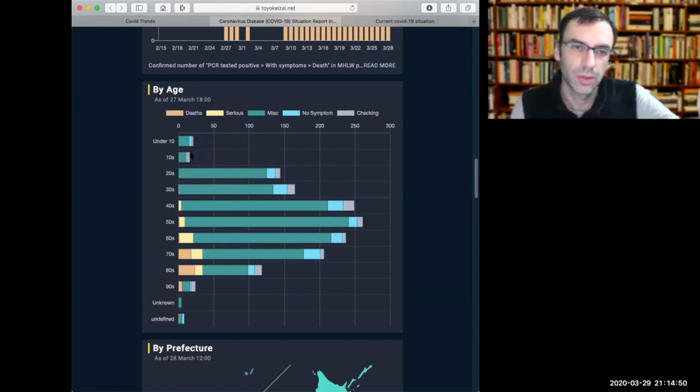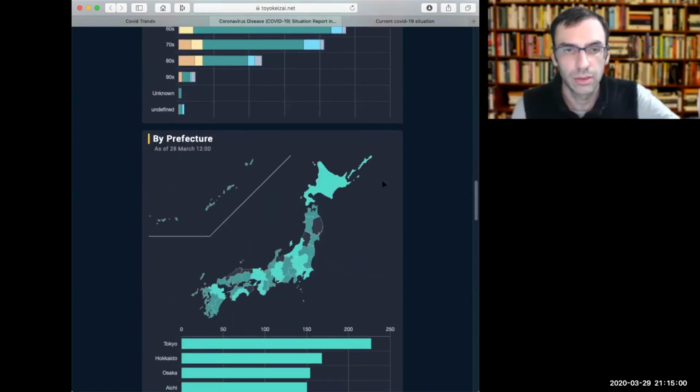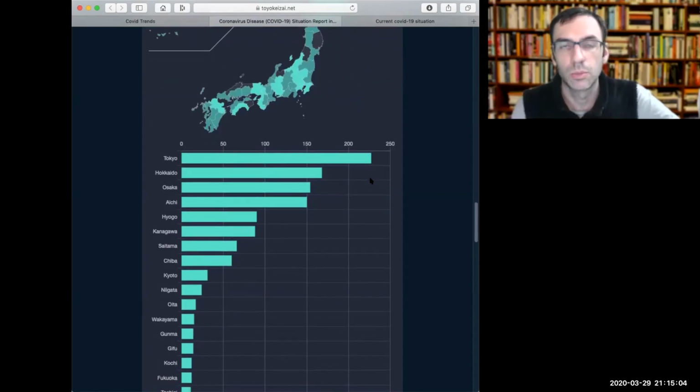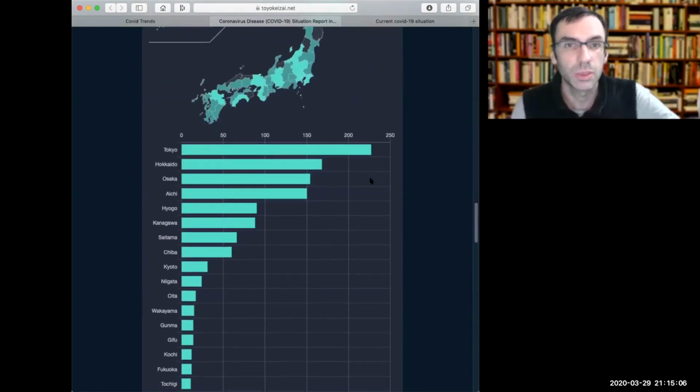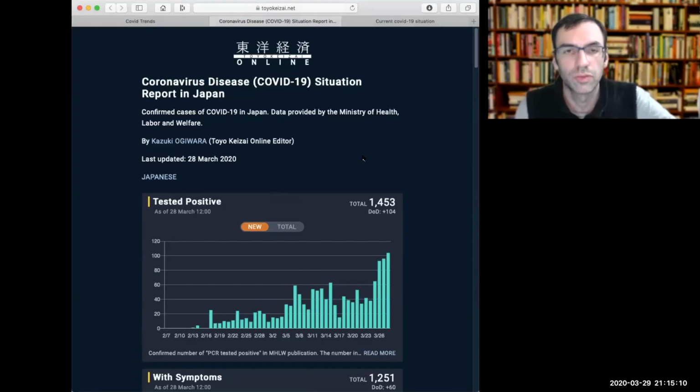Something interesting, I read in an article that teenagers are less likely to be symptomatic, but there are some cases of babies, infants, having a higher incidence. So this actually fits with the data that I've read. This gives you information by prefecture. And again, this is the number of positive tested cases, confirmed cases, which may not represent the actual number of cases. So this will give you a little bit of an overview of Japan's situation.